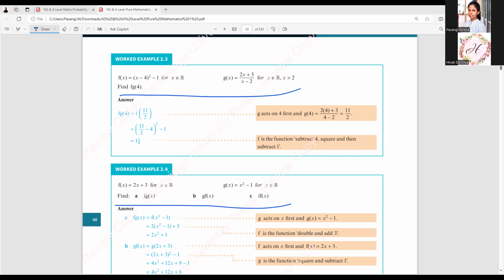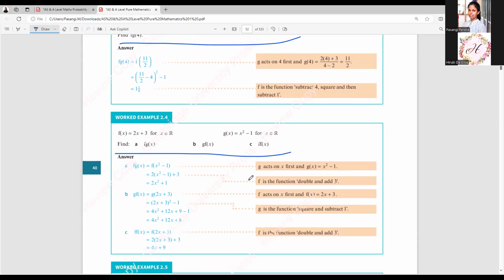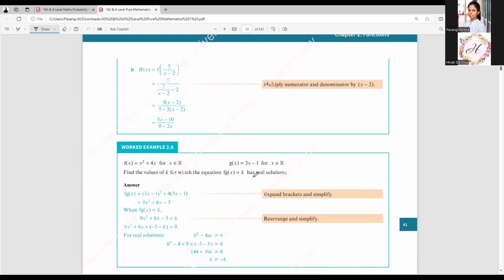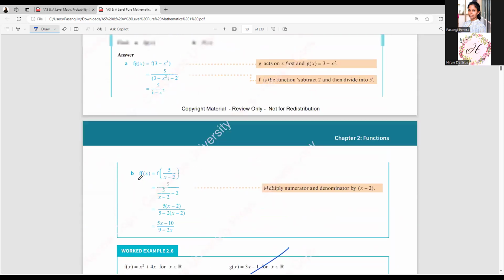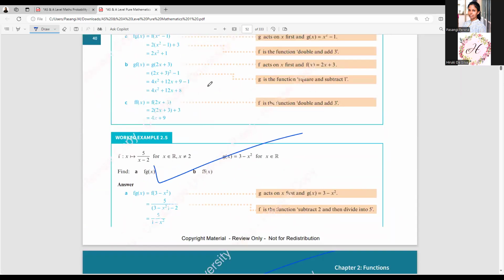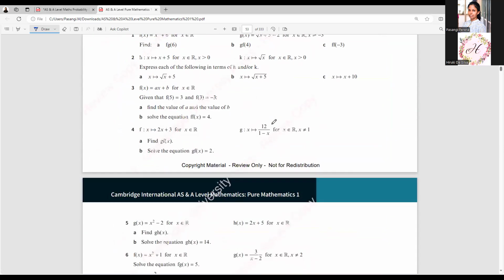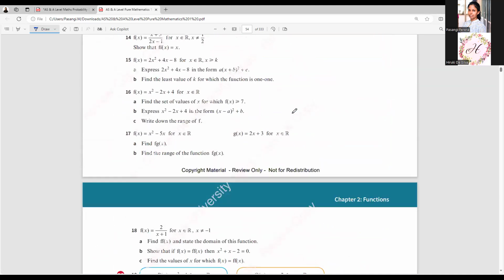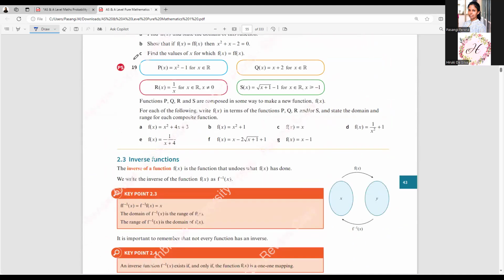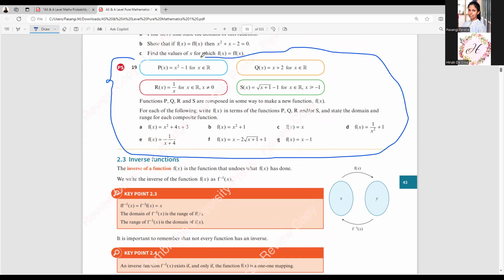Okay, teacher, done. Those ones are done. Then worked examples 2.3 and 2.4 are also done, right? Yeah, I did 2.5 and 2.6. Okay, 2.5 as well as 2.6 you can do. Then we have the exercise. Can you do question number 19 as well? The practice ones, the red color.